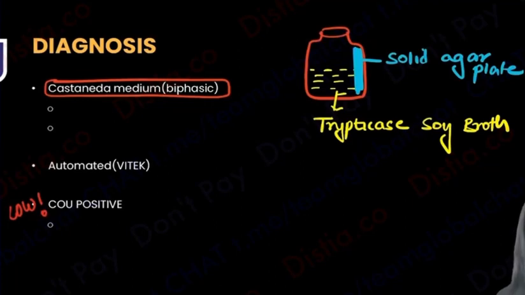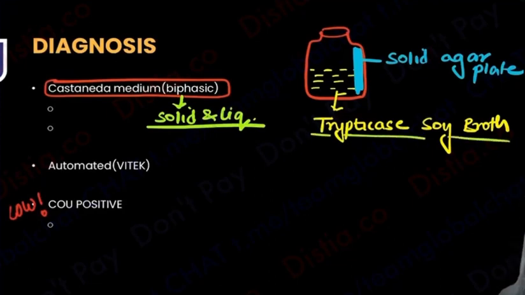So can I say this is biphasic? Biphasic means it's going to have solid as well as liquid properties, and that liquid is trypticase soy broth. We don't have so much time to do all these bottles. Now we have automated Vitek. Remember the white color machine that I showed you in General Micro? That is Vitek.